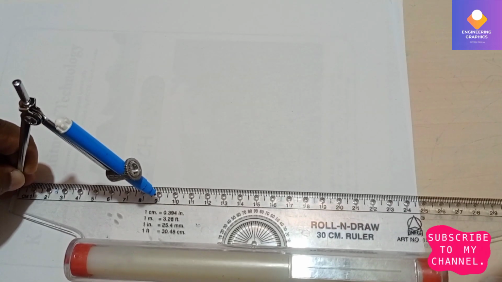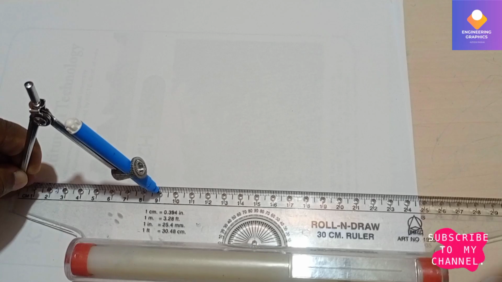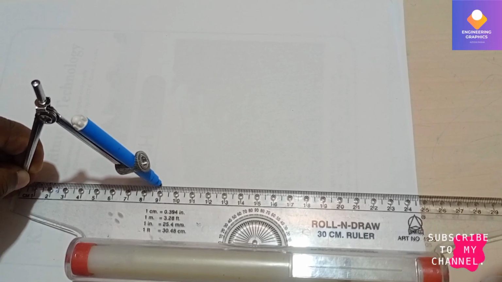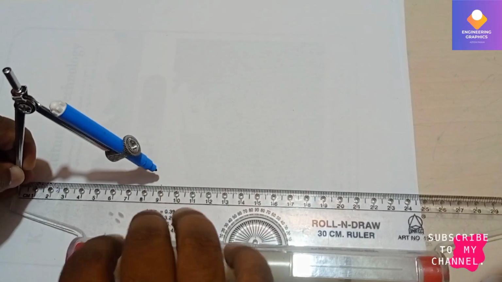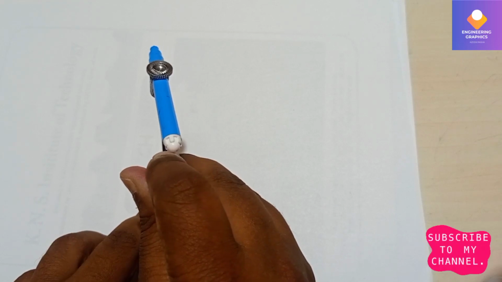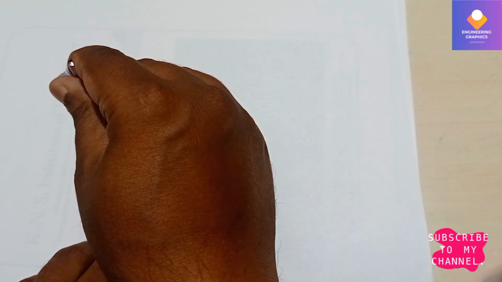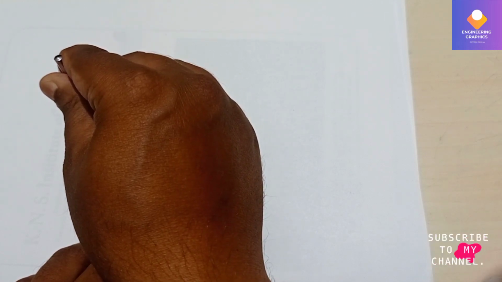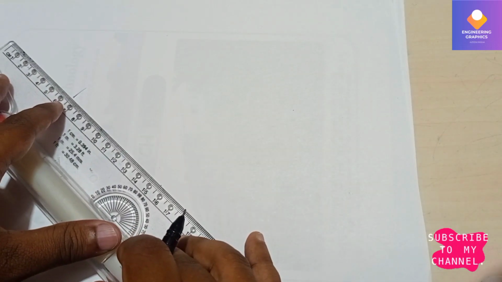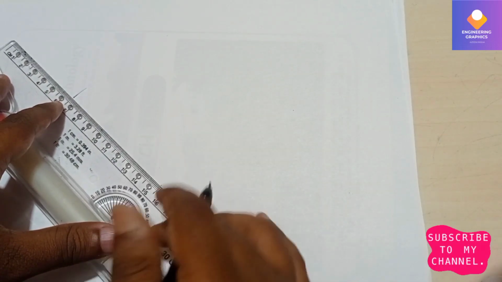Here, using the compass, I'm measuring a length of 90 mm, because you can see in the question we have a diameter of 180 for the bigger circle, so the radius will be 90. After measuring that, you can take any reference point here. I'll consider this as a reference point for the 90. For this point I'll draw one straight line, because we have to draw exactly at 100 degrees. I'll consider this length first, and from this reference point I'll join.